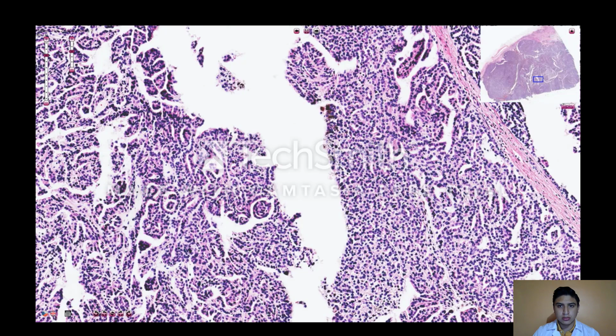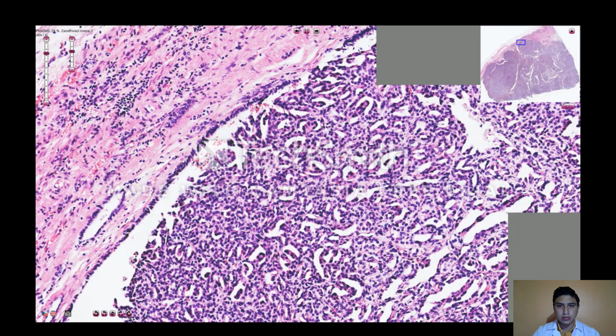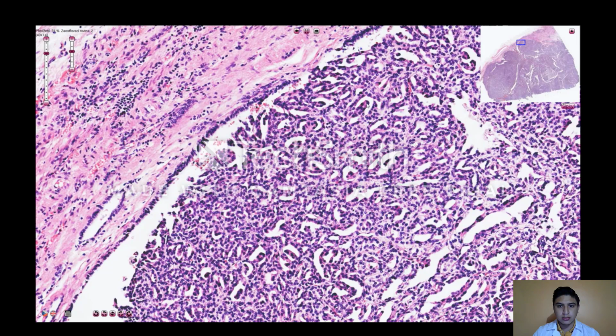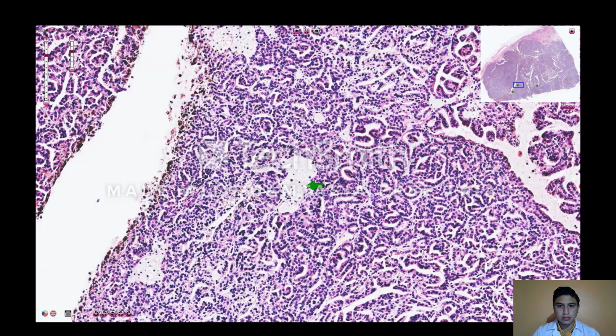Here we have a small area of solid growth, and here we have an example of tubular or acinar type of growth with a few foci that slightly resemble small glomerular structures. A very useful sign of papillary renal cell carcinoma is the focal accumulation of these foamy macrophages, also here and here.